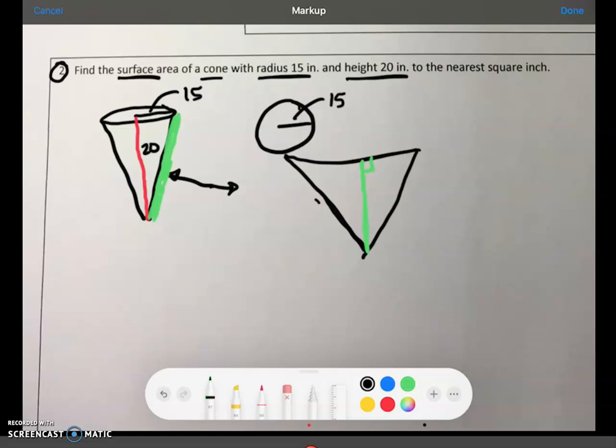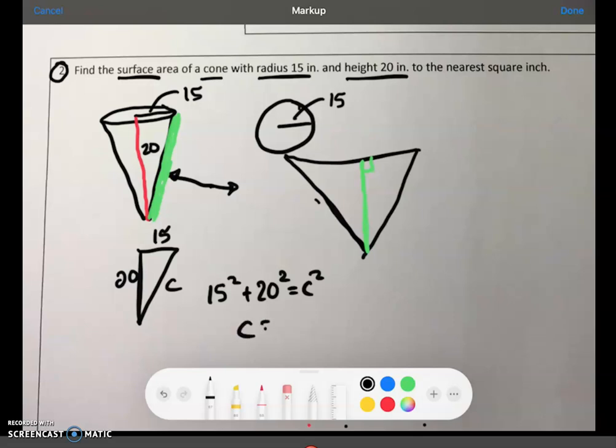If I look back at the original 3D picture, I've got a triangle here. I've got a 15, I got a 20, so it looks like we're going to need this slant height here, and we're going to do a squared plus b squared equals c squared, and then we're going to solve for c. Okay, I'm going to save us time here. C is 25, so that will be this portion right here.